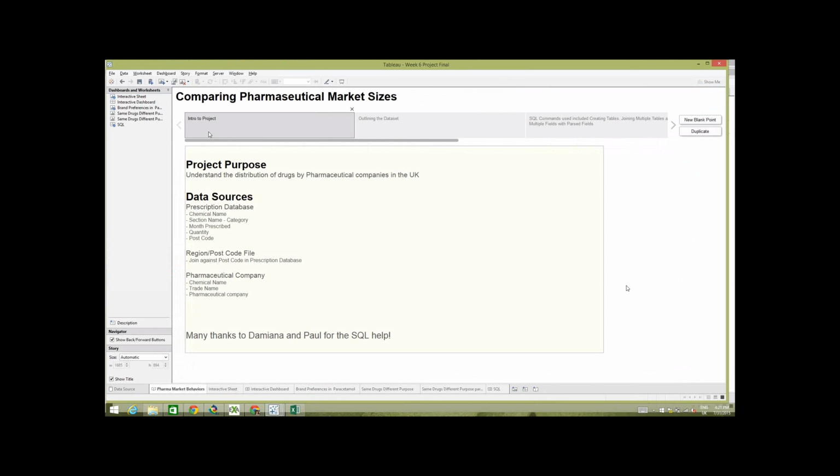And also, it's the first time I've ever used SQL, so thank you to Damiana and Paul for all your patience and help, because goodness knows it was definitely a learning experience. So a couple of points about the data set before I go into it.